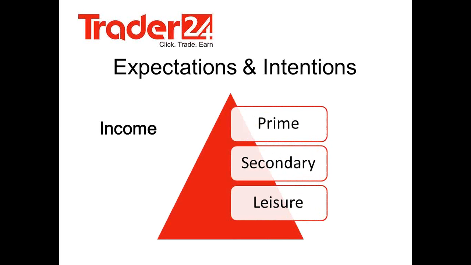Expectations and intentions. One of my first questions I always ask a trader is, what are you looking to get out of your trading account? Now, there's three main reasons for a trading account. Obviously, some people rely on a trading account for primary source of income. Some people have full-time jobs or are in full-time employment. They don't have too much time to trade, but they're looking for money on the side or maybe a secondary income. And some people do it for fun, for leisure, pocket money, keep them entertained. But I'd say the majority are either prime income traders or secondary income traders.